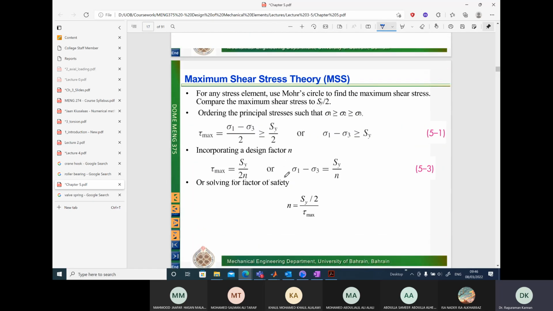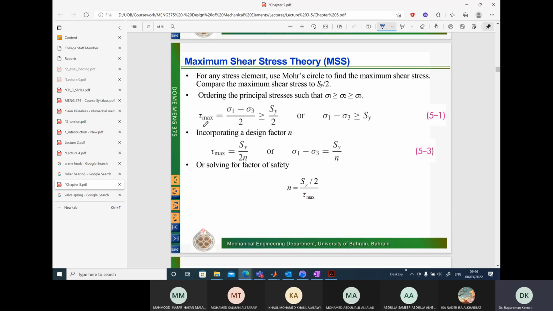So let's see the failure theory. What are the equations of the failure theory? The tau max value, sigma 1 minus sigma 3 over 2, if it is greater than or equal to Sy over 2, then failure takes place. Otherwise, we can rewrite this equation: sigma 1 minus sigma 3 greater than or equal to Sy.